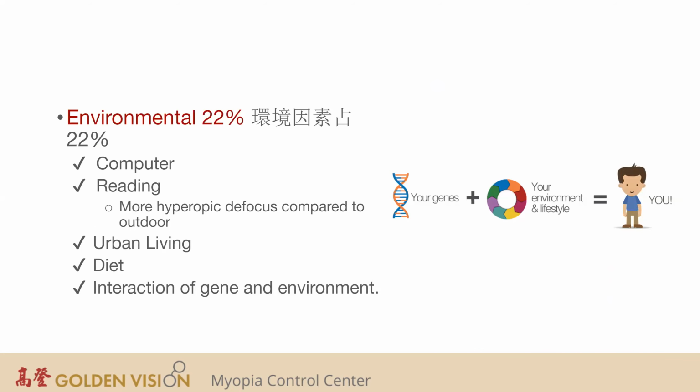So with nearsightedness, our take-home is it's partially genetic, partially environmental. And what can we do about the environmental part, where you can actually control?